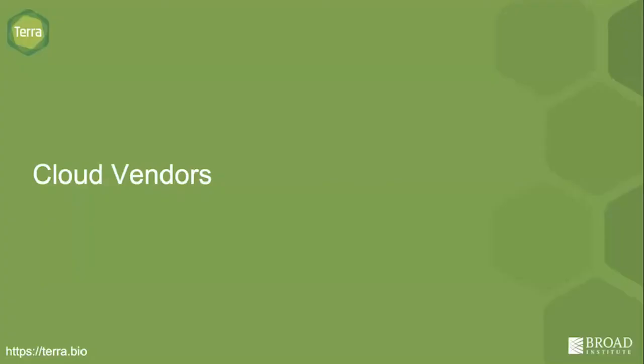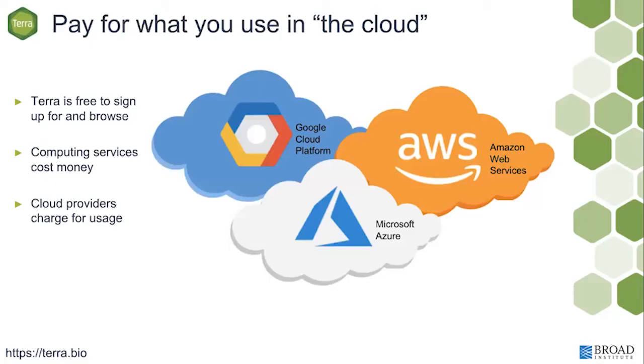We're going to start off by talking a little more high level about cloud vendors. There are three big cloud vendors. There are other cloud vendors, but the ones you probably hear about a lot are the Google Cloud Platform, Amazon Web Services or AWS, and Microsoft Azure. Anyway, those are the big cloud vendors.